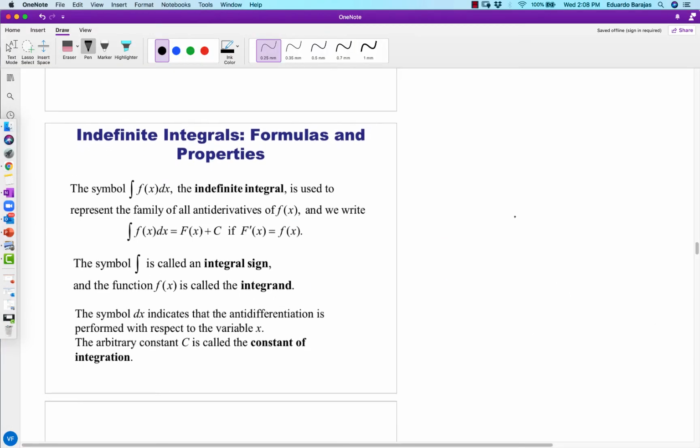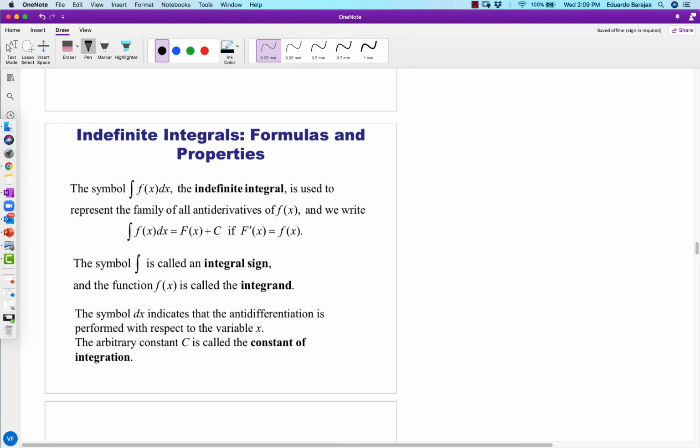Okay, indefinite integrals, formulas and properties. So the symbol, this little elongated symbol here, the symbol integral of f of x dx, this notation here, the indefinite integral is used to represent the family of all antiderivatives of f of x. And we write that the integral of f of x dx is equal to capital F of x plus some constant c if it's true that the derivative of capital F of x equals lowercase f of x.